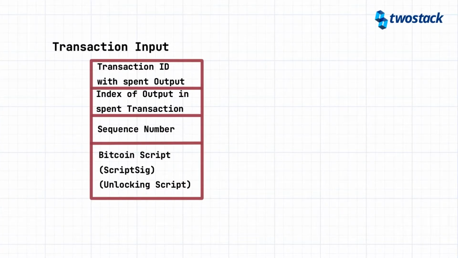We will now peer a little deeper into the internals of a transaction input. The transaction input data structure consists of several fields. The first two fields form part of the linking structure between transactions.